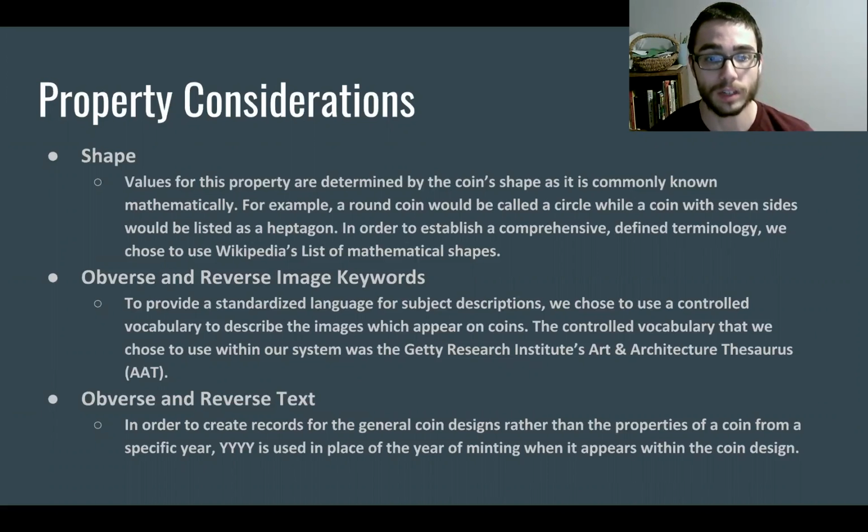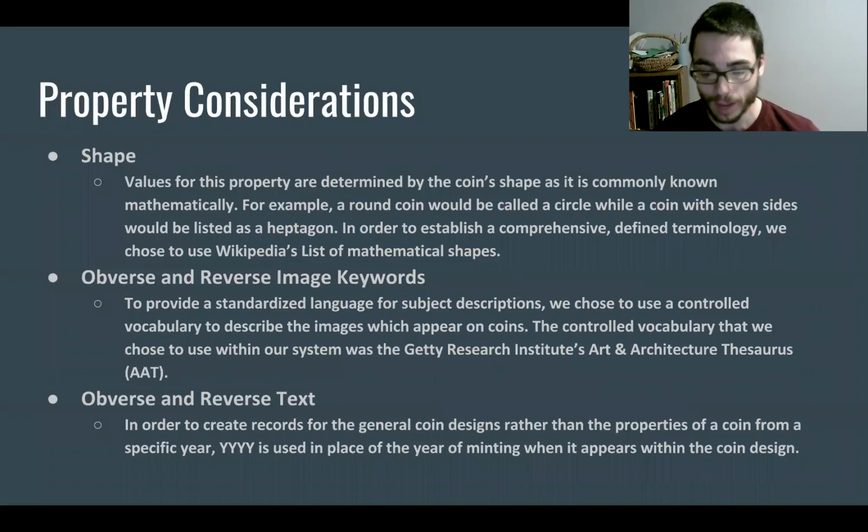For the obverse and reverse image keywords, we wanted to use a standardized language for these descriptions, so we chose to use a controlled vocabulary that was created by and for the Getty Research Institute. It's called the Art and Architecture Thesaurus. This is a controlled vocabulary used to identify the subjects of art and architecture.